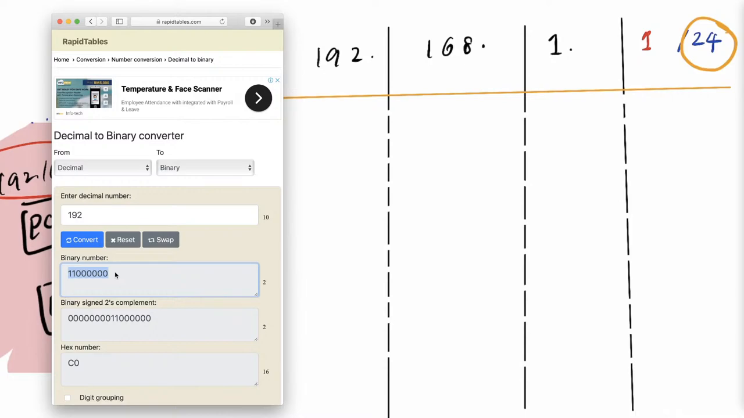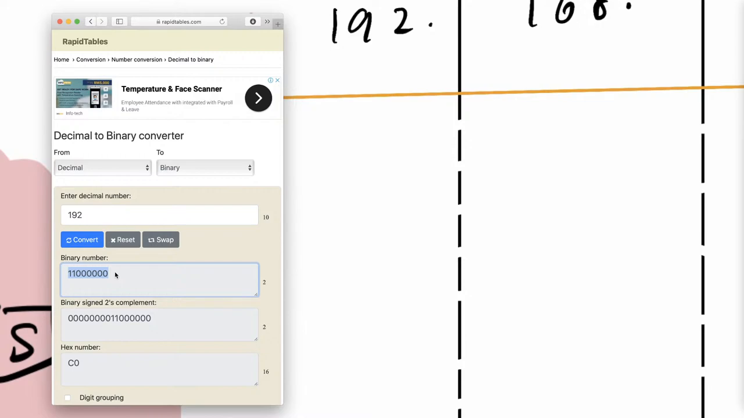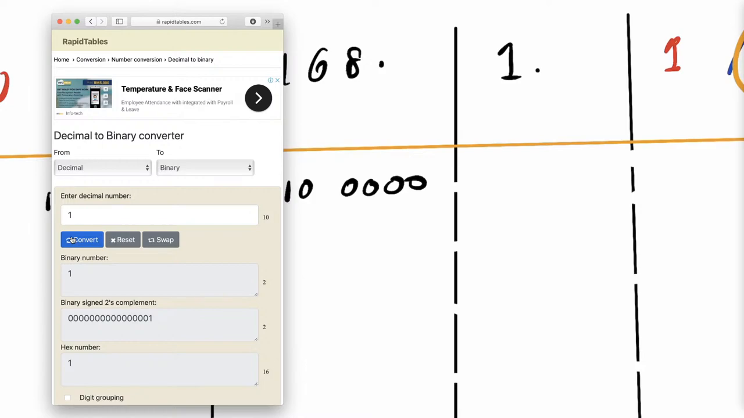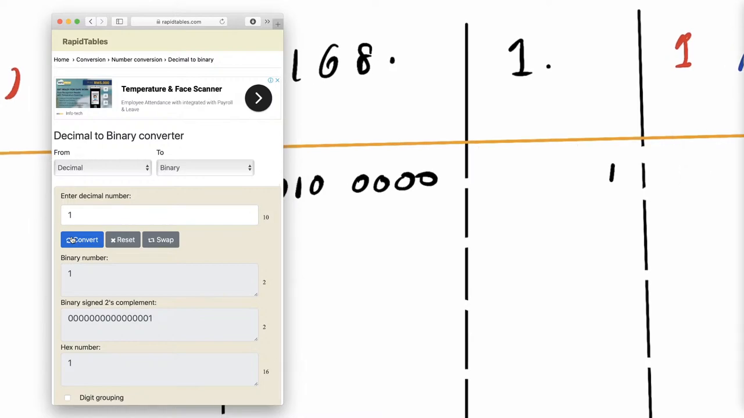So over here, I'll zoom in a little bit for you. 11000000. Okay, now we'll do the same for 168. So 168 in decimal, you translate to binary, you'll get 10101000. Again, we'll do the same for the number 1, which is actually quite simple if you can guess. 1 in decimal is also 1 in binary. So you have 1 here, followed by 7 zeros in front, so 1, 2, 3, and then 4 more 0s here. So that is 1 in binary notation.